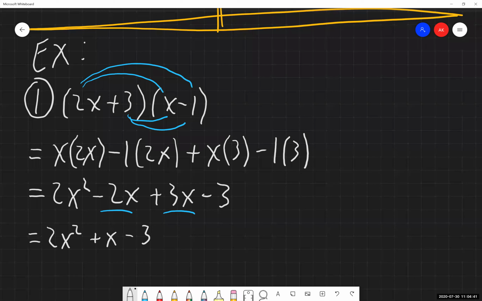We have that there. I cannot combine the x and the x squared terms because while they do have the same variable, the exponents are not identical to one another, which means I cannot combine them together. So from there, we have our final answer.